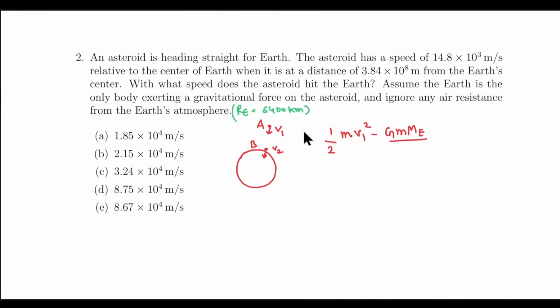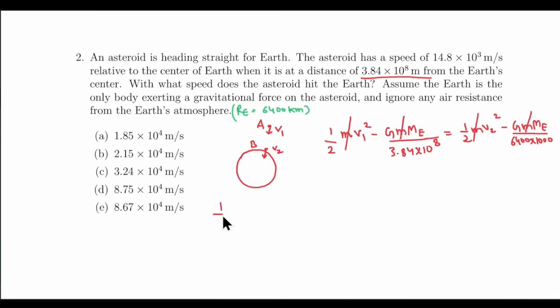the distance between them. The distance between them is given in the question already, which is 3.84 times 10 to the 8. And finally it will have half m v2 squared, which we do not know, and minus G m mass of the Earth over 6,400 kilometers, which can be written as 6,400 times 1,000, when I convert everything to meters. So we don't need the mass of the asteroid because m is gone from all the sides, and now I'm just supposed to plug in the numbers.